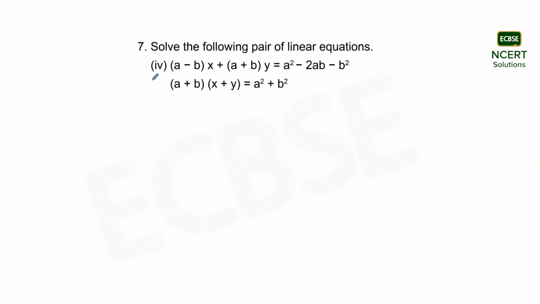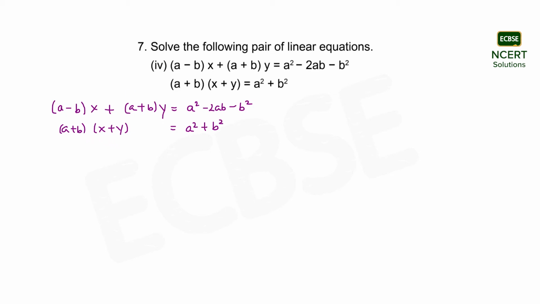Now coming to the fourth part of the question 7, here the two equations being provided are a minus b into x plus a plus b into y is equal to a square minus 2ab minus b square, and the second equation is a plus b into x plus y is equal to a square plus b square. If I have a look over the second equation, it's clear that the coefficient for the variable x and y haven't been written separately. That is, they are combined and then written in this form.